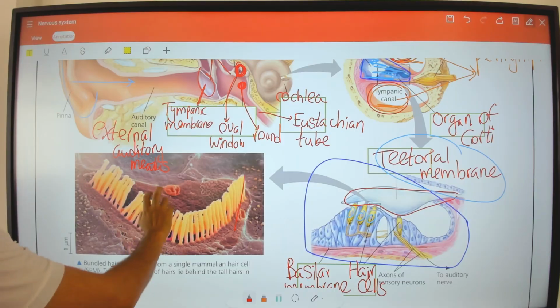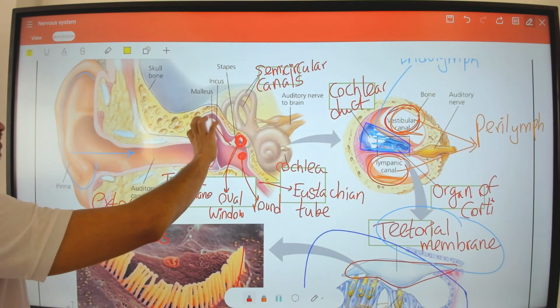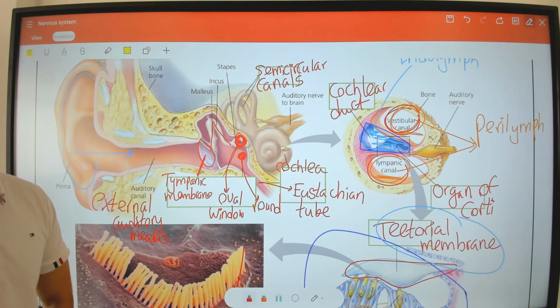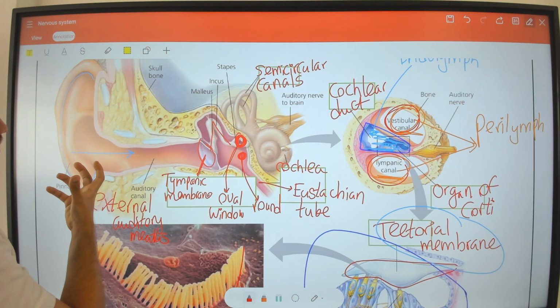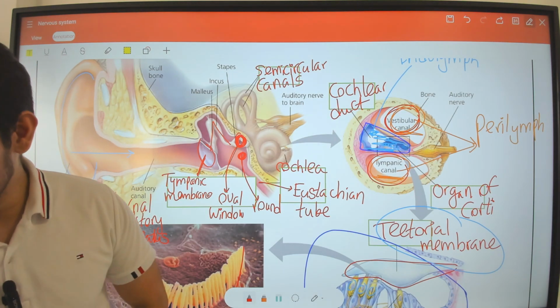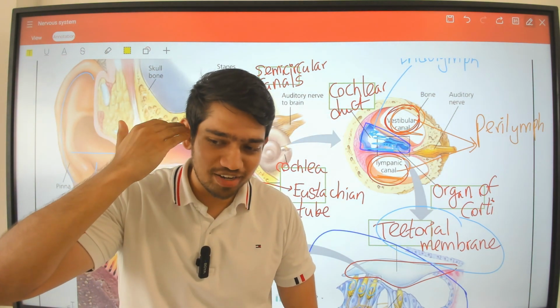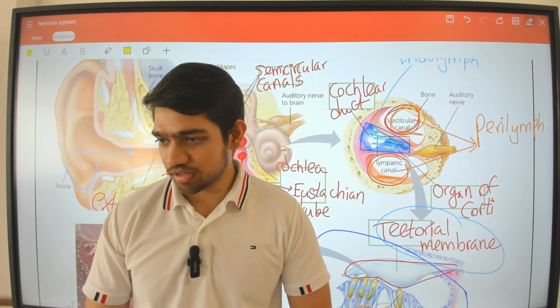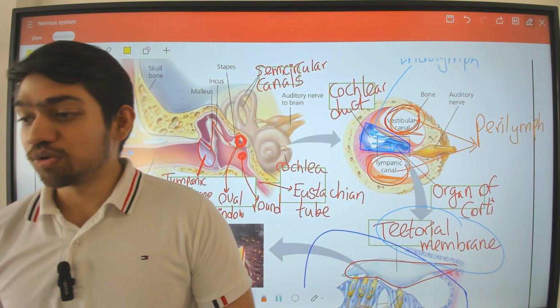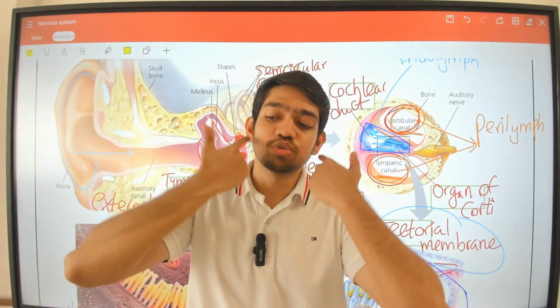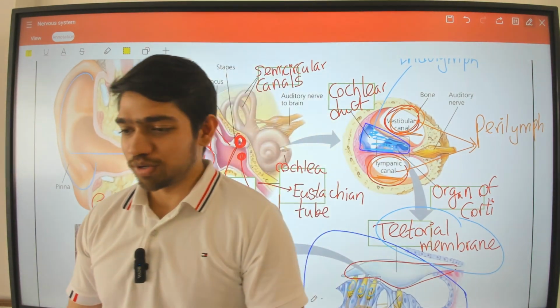Got it? And when you have a middle ear infection or a throat infection, you lose the ability to hear as well, right? When you have a throat infection, you feel like your ears are blocked. That is because through the Eustachian tube, the infection is going into the ear.